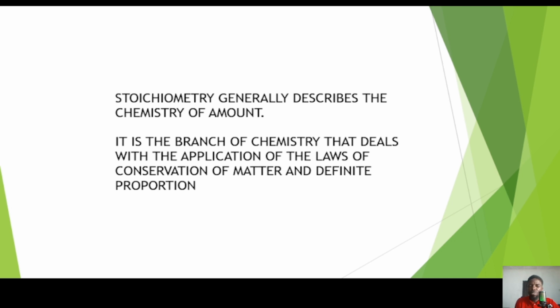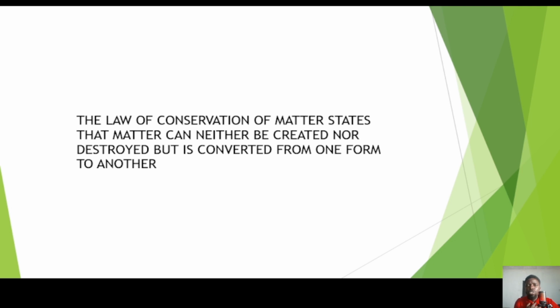But let's give it a more profound definition. It is a branch of chemistry that deals with the application of the laws of conservation of matter and definite proportion. So which means the 2 laws that must be applied whenever you are dealing with stoichiometry is the law of conservation of matter and that of definite proportion. Looking into the laws, the law of conservation of matter, which is a very popular law, I presume every science student should know this law, states that matter can neither be created nor destroyed, but is converted from one form to another. The implication is that everything comes from something else, basically.